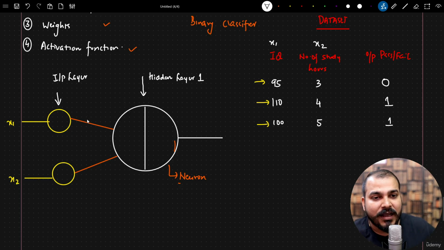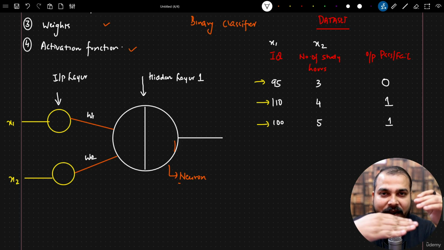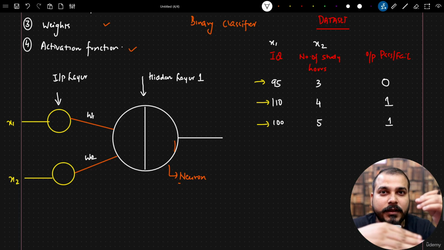weights? Let's say that this input is getting connected to this neuron, and this input is getting connected to this neuron. We initialize some weights like W1, W2. Now, what is the importance of this particular weight? Understand, guys. Let's say this is my left hand. And I'll give you a practical example to make you understand.